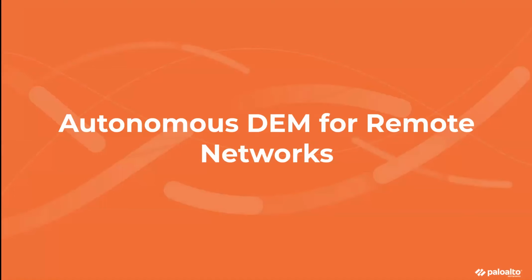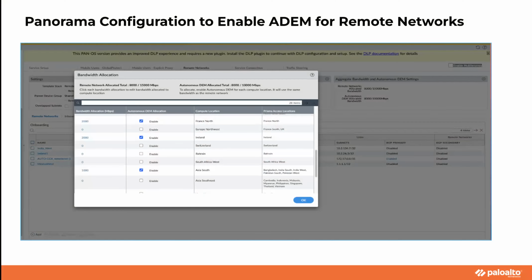Autonomous DEM for remote networks. To enable autonomous digital experience management for your Prisma Access remote networks, you must have a license for Prisma Access for remote networks, as well as an add-on license for ADEM. You can then apply your ADEM remote networks license to the compute locations and let the SD-WAN sites connected to those compute locations run synthetic tests.